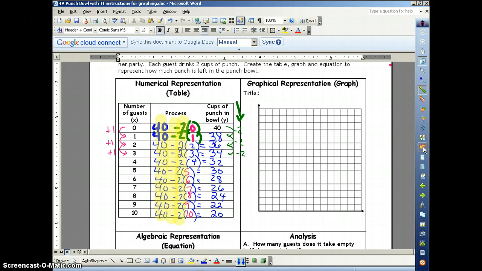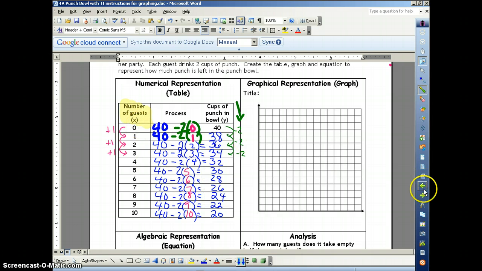What are the things in the process that are changing? I see these numbers changing. What are those numbers? I heard somebody whisper it. Reggie says it's the number of guests. That's right. That number right there is your number of guests. That's always changing. That's one of our variables. Number of guests is one of our variables.